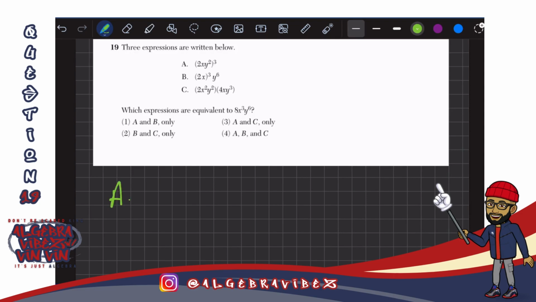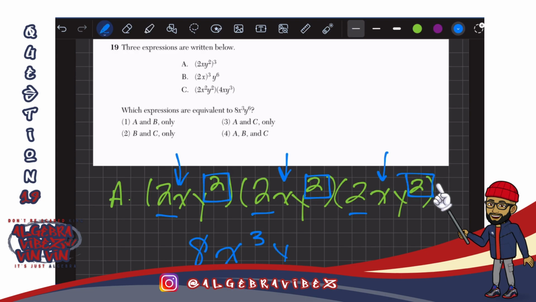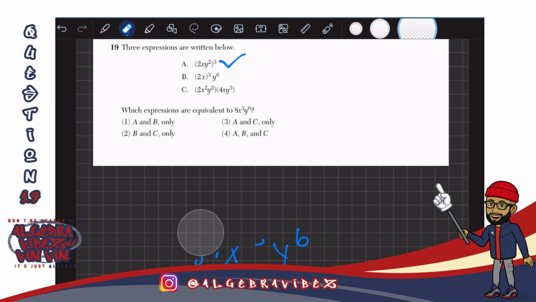So we're going to go ahead and expand on A by doing 2xy squared 3 times. So 2xy squared, then we'll do another one. And then all we're going to do is multiply these numbers on the outside. So 2 times 2 does give us 4, and then times another 2 does give us 8. And when we multiply, we are going to add our exponents. So we have 1, 2, and 3 x's, and then we have 2, 4, and 6 y's. So this one works out. We're going to give it a blue check. Let's move on to the next one.